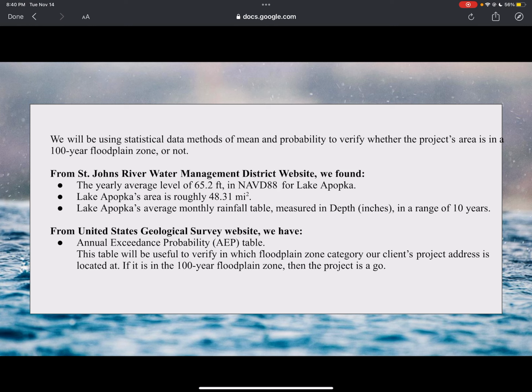Now, what statistical method will we be using for this? We will be using the methods of mean and probability. Using these methods, we'll be able to solve what the chances are that the area will be classified as either a 100 or 50-year floodplain. With some research, we were able to find out the average level of water in Lake Apopka and the total area of the lake, and just how much monthly rainfall contributes over a range of 10 years. In addition to this, we'll be using a probability table to verify what category the zone falls under.